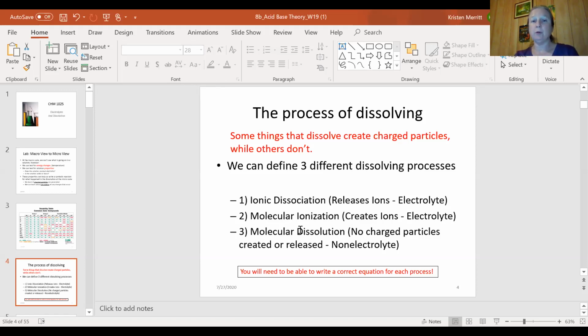This is sugar dissolving in water. This is ethanol dissolving in water. Those are our primary examples that we use for molecular dissolution. It is dissolving, but it's still a single sugar molecule. And you can taste the sugar, right? It's still sugar. It still has the properties. It can react with the receptors in your tongue that says sugar.